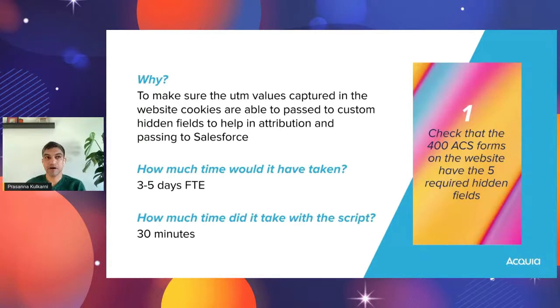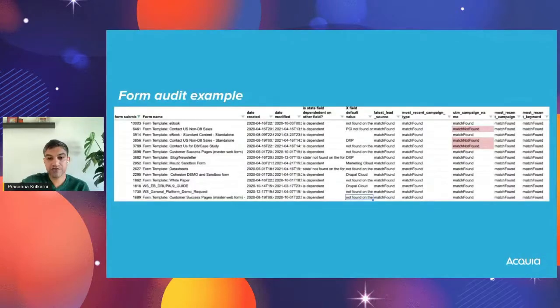And we have processes to make sure that when forms are copied from templates, the hidden fields are there, there are checks, but looking back, it's always great to have the ability to audit all of the forms on the website. So we had this use case of auditing forms on the website, and we used Mautic REST API. Here we can see an example of an audit.